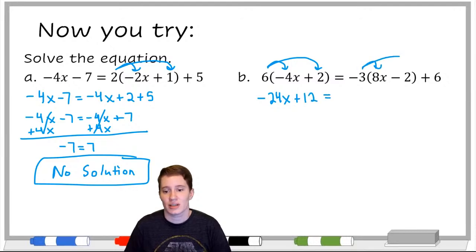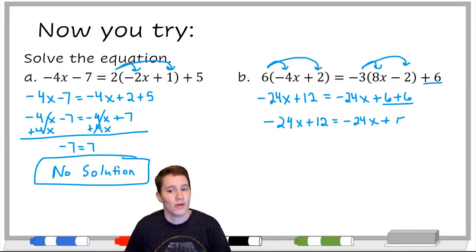Distribute on the other side. Negative 3 times 8x is negative 24x. Negative 3 times negative 2 is plus 6. So make sure you don't forget about this plus 6, especially if you distribute and then think that plus 6 is the other plus 6. You might forget about it. Anyway, so this is negative 24x plus 12 equals negative 24x plus 12.